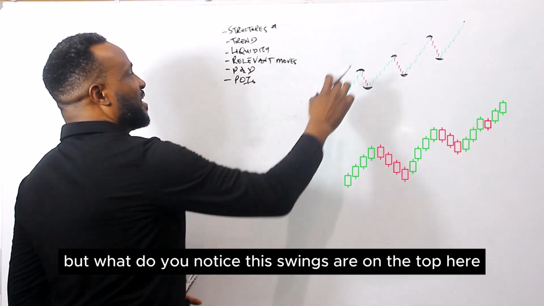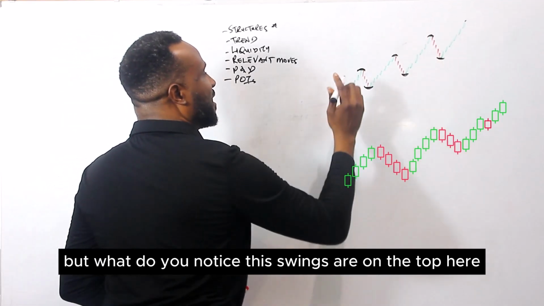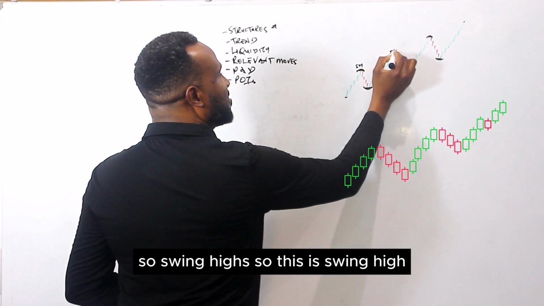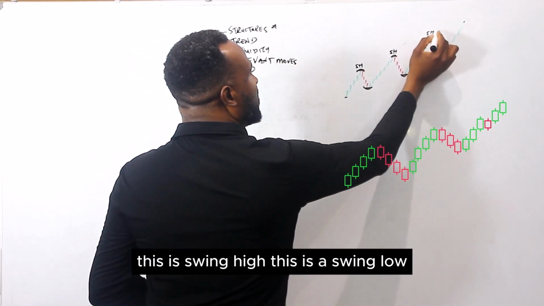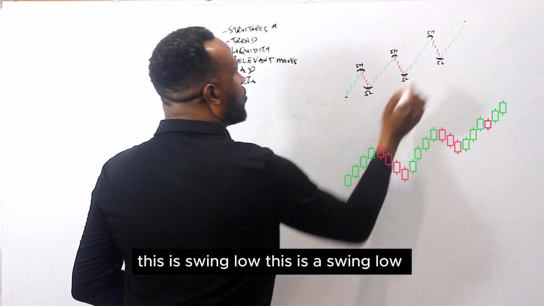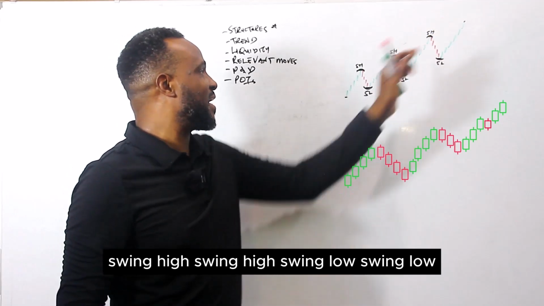But what do you notice? These swings are on the top here, so they're called swing highs. So this is a swing high. This is a swing high. This is a swing low. This is a swing low. This is a swing low, right? So swing high, swing high, swing high, swing low, swing low.